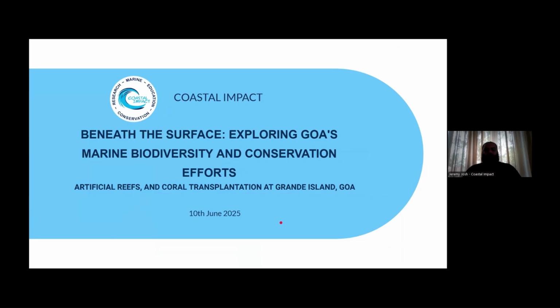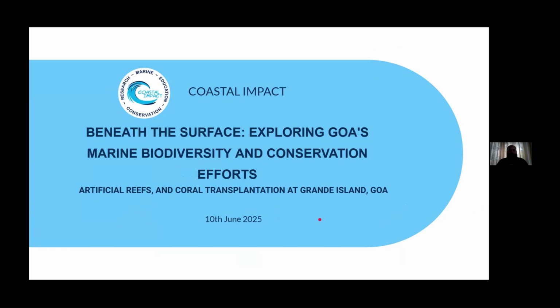My name is Jeremy. I'm a marine biologist. I work with Coastal Impact based in Goa. And most of our work here for the past 4 or 5 years has basically focused on understanding the coral reef system that is present in Goa, and also we work on artificial reef systems and prototyping these sort of systems in Goa and understanding how we can better develop tools to monitor reefs in the west coast of India.